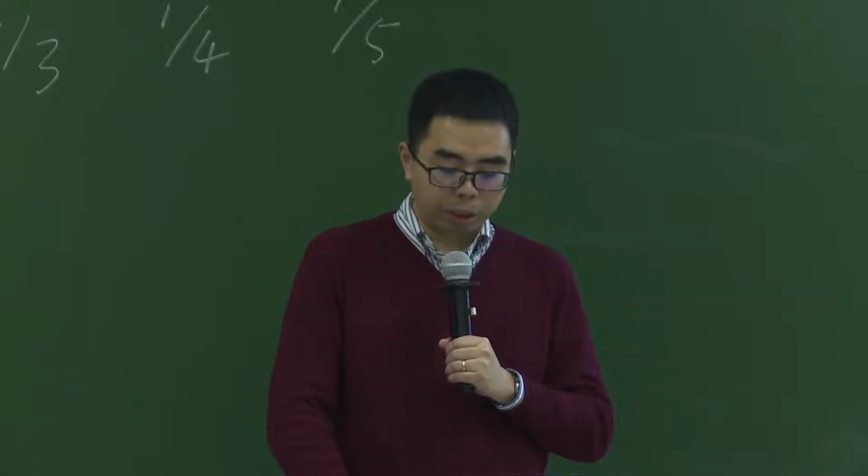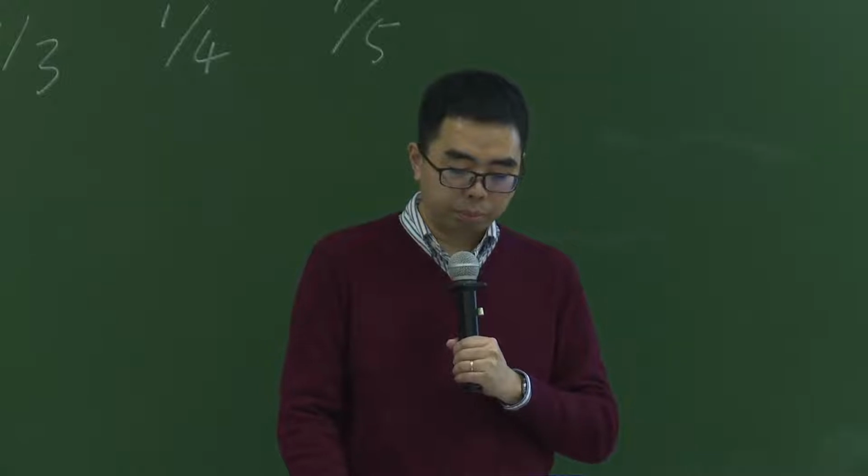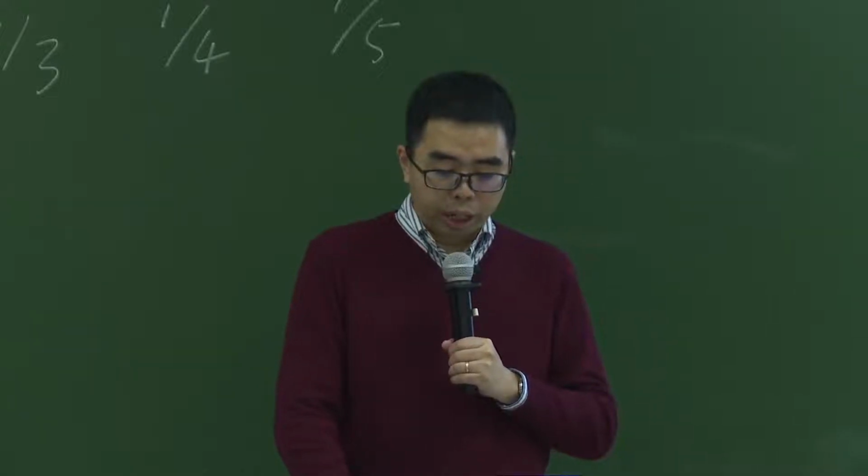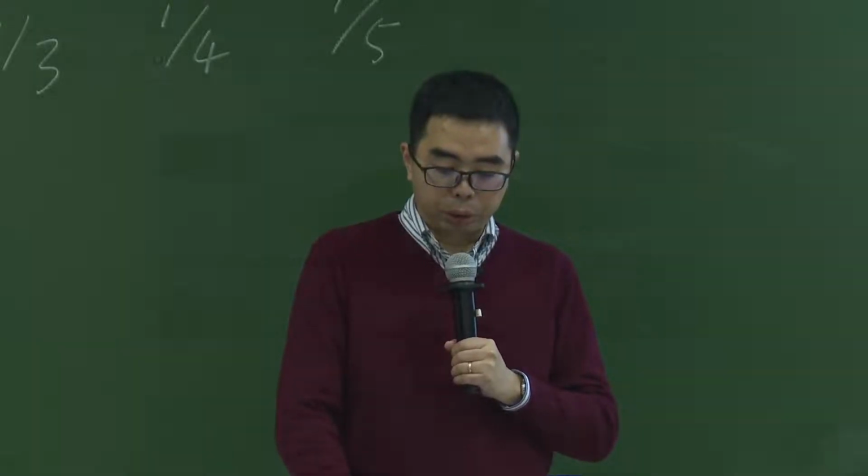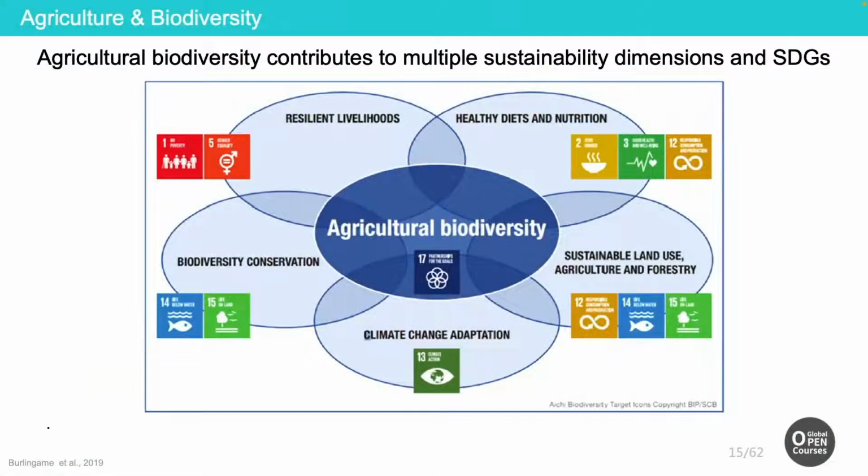The importance of biodiversity for food and agriculture has gradually been recognized. In addition, agricultural biodiversity contributes to multiple sustainability dimensions. For example, resilient livestock, healthy diet and nutrition, biodiversity conservation, sustainable land use, agriculture and forestry, and climate change adaptation. This links to many SDGs, like SDGs 1 and 5, SDG 2, 3, 12, and so on.